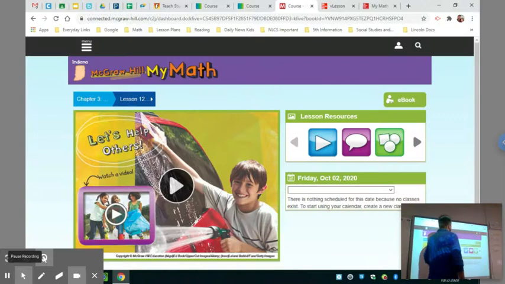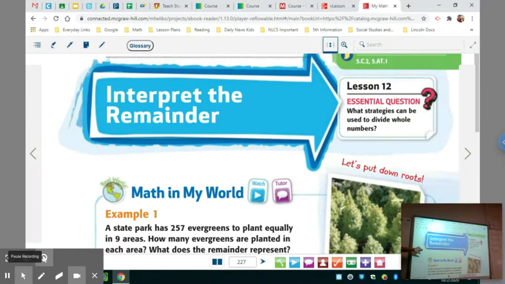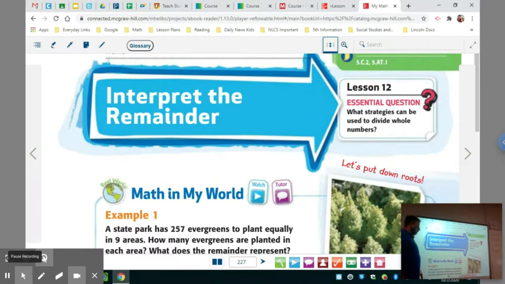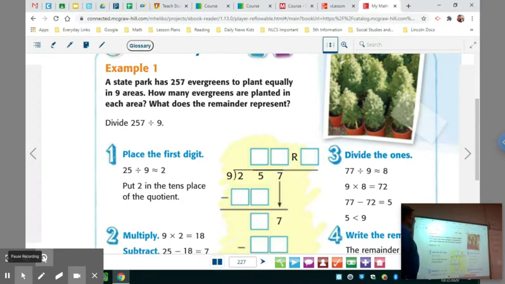Right here. All right. Interpret the remainder. The essential question this entire chapter has been: what strategies can be used to divide whole numbers? So let's dive in. What are these trees? Evergreen trees? Yours probably looks better than mine. I don't know. That looks like Wisconsin. A state park has 257 evergreens to plant equally in 9 areas. How many evergreens are planted in each area? What does the remainder represent?